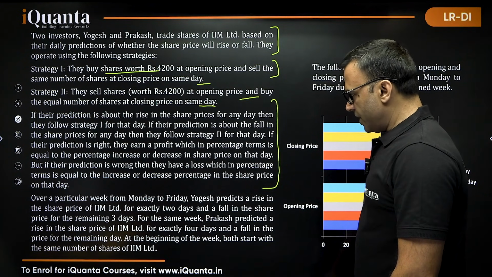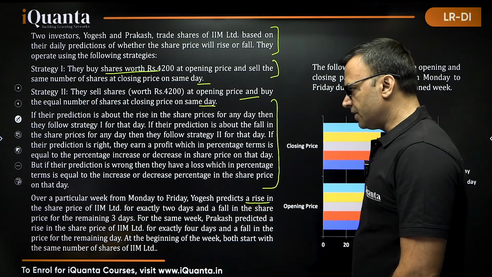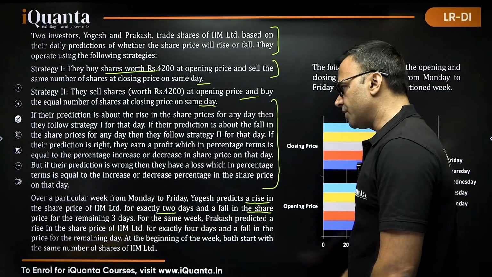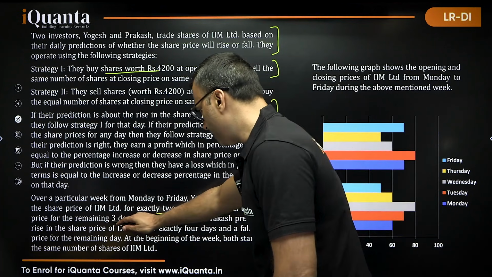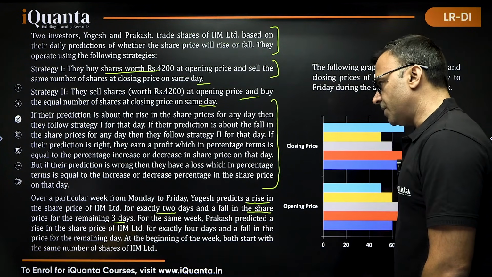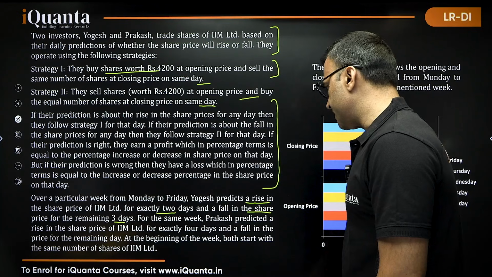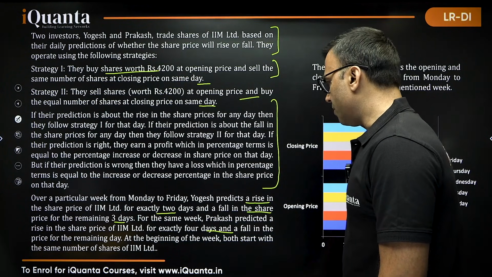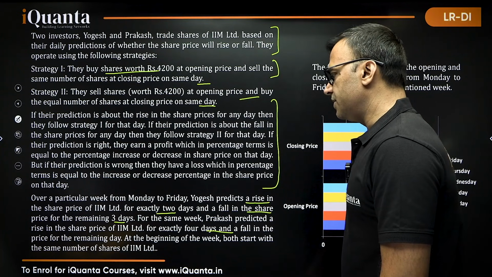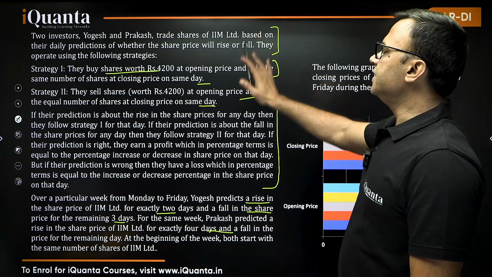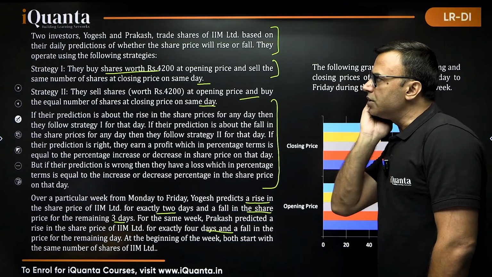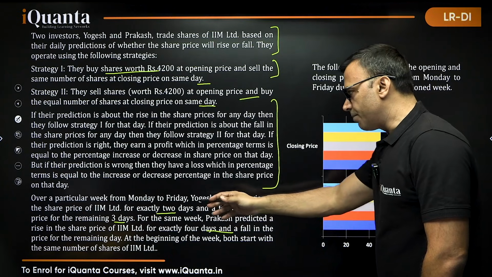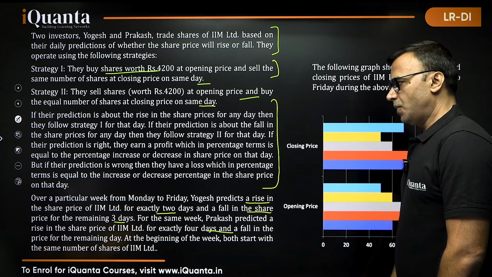Over a particular week from Monday to Friday, Yogesh predicts a rise in the share price of IM Limited for exactly 2 days and a fall in the share price for the remaining 3 days. For the same week, Prakash predicted a rise in the share price of IM Limited for exactly 4 days and a fall in the price for the remaining day. At the beginning of the week, both start with the same number of shares of IM Limited, right? So this is the basic description of how the profit or loss may happen, how the transactions are conducted, and their predictions are also given, right?